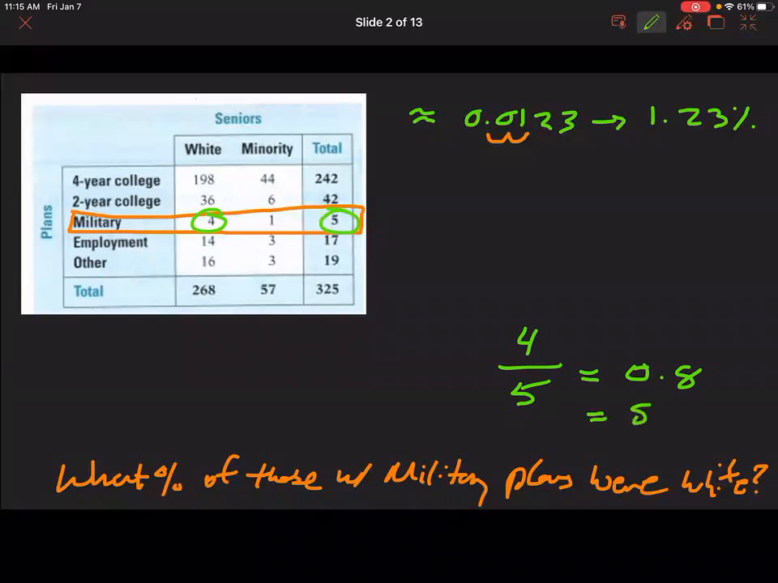Which is 80%. Yeah, so if you put that into a calculator, 4 divided by 5, you get 0.8. Move the decimal 2 times to the right. There's an empty spot, so you put a 0. So we have 80%.